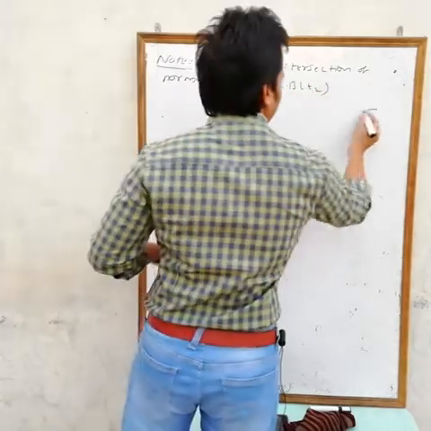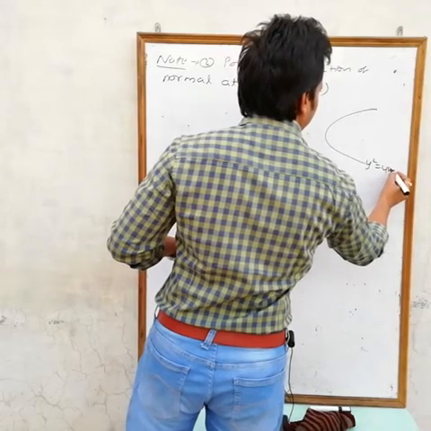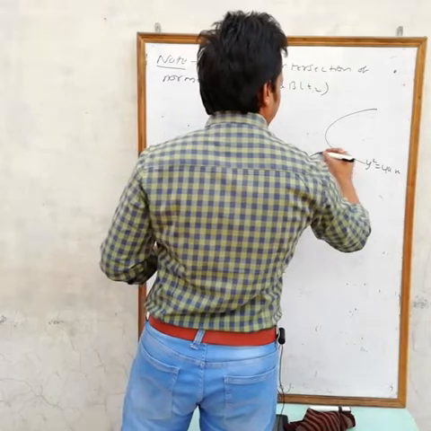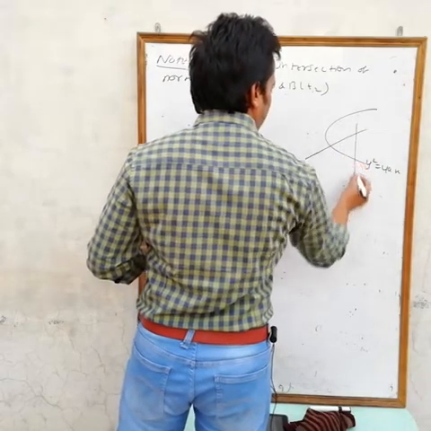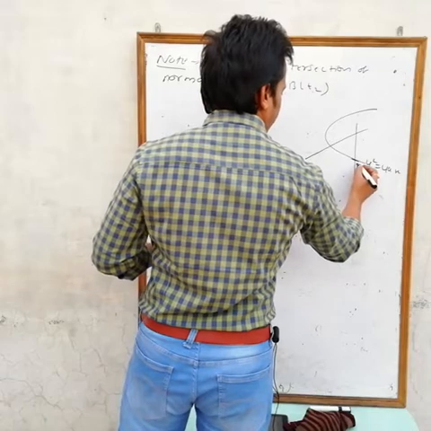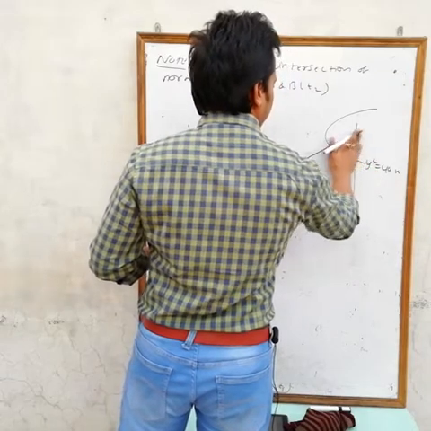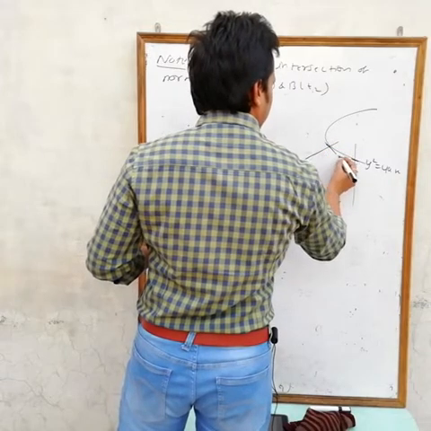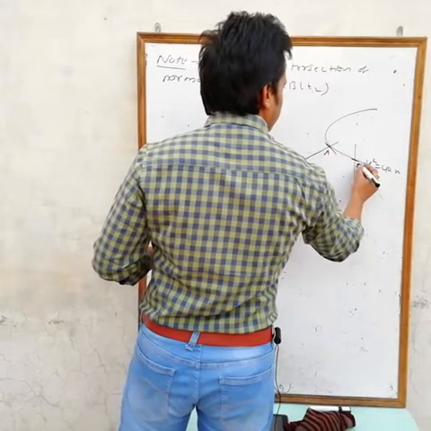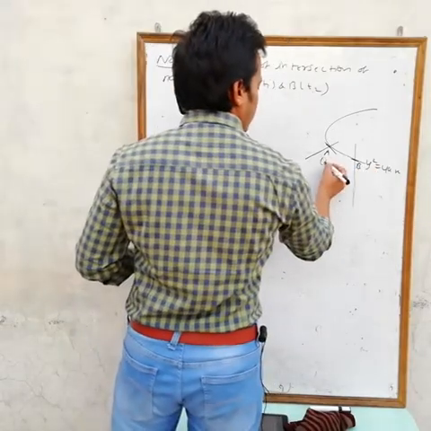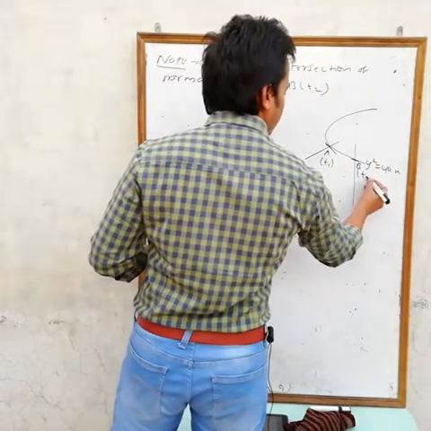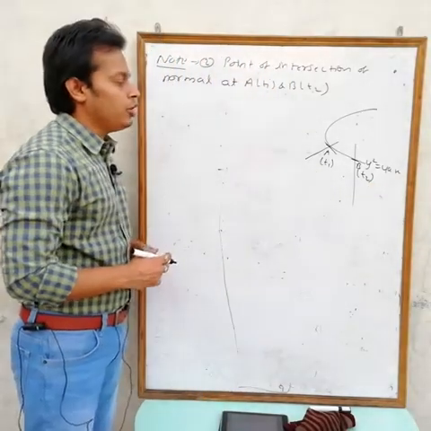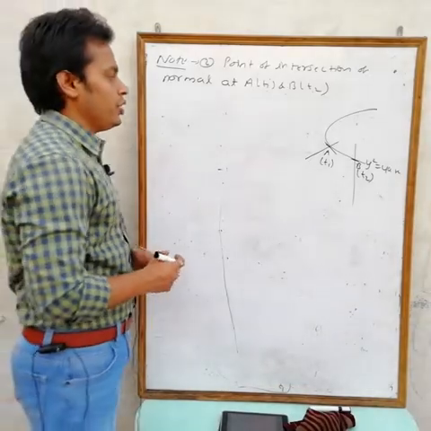If there is a parabola y square equals 4ax and you are drawing the normal at two points. Suppose this is the normal at A and this is the normal at B. Suppose the parameter of A is T1 and the parameter of B is T2. It means A is (T1 square, 2a T1) and B is (T2 square, 2a T2).